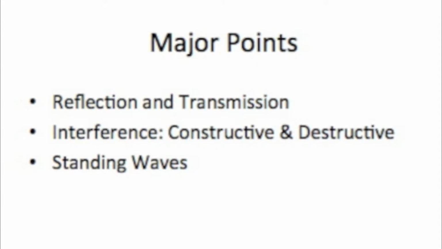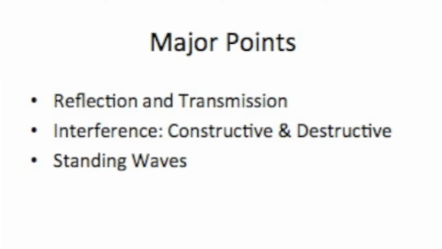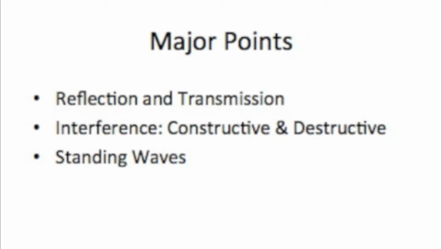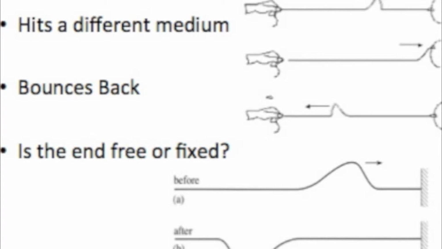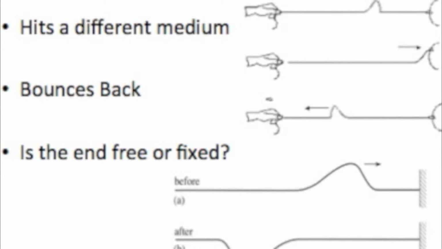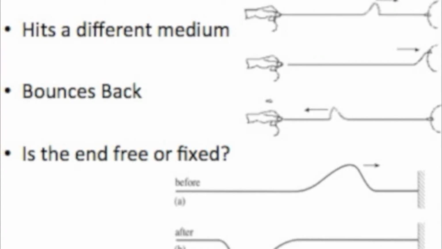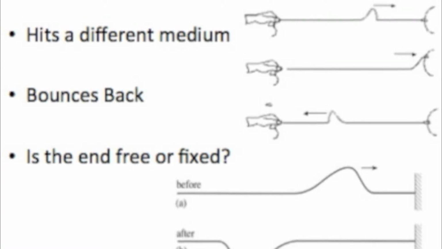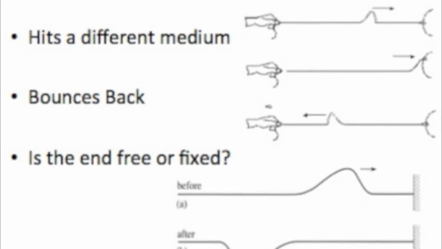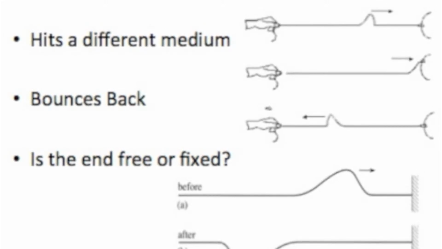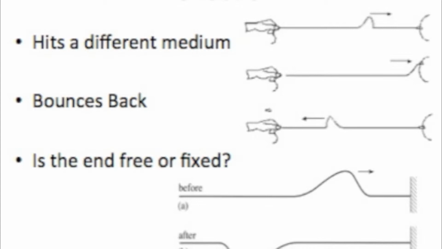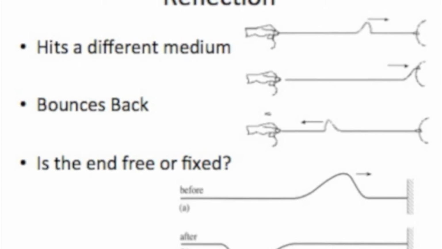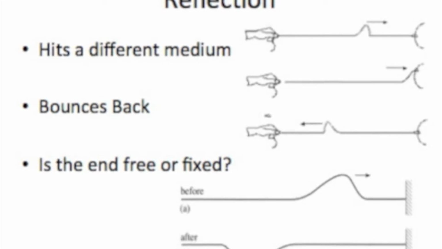So the three main points in this section are reflection and transmission, interference, both constructive and destructive, and standing waves. Reflection is when a wave hits a different medium and is reflected back to the source of the wave. If it bounces off a fixed point, the reflection is an equal but opposite wave. If the end is free, then the resulting wave is a mirror image of the original. The image on top is an example of a free end, while the image below has a fixed point.